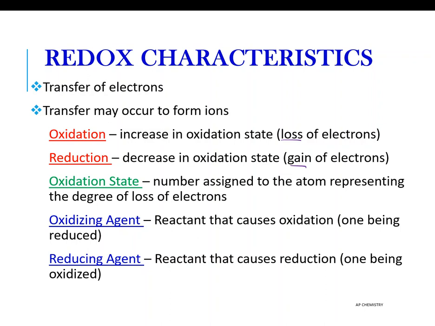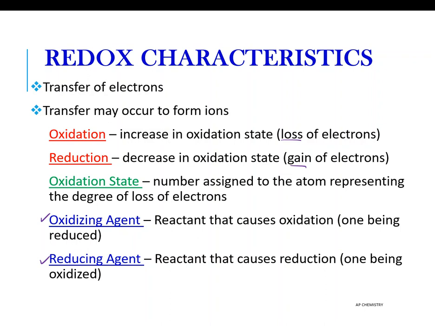Now the oxidizing agent and reducing agent, okay, they're kind of the opposite. So if I'm the element being oxidized and I'm losing electrons, because it's a partnership, that means I'm causing another element to gain those electrons. So if I'm being oxidized, then I would be the reducing agent. Okay? If I'm being reduced, that means I'm gaining electrons. That means I'm taking them away from another element. Therefore, if I'm being reduced, I would be the oxidizing agent because I'm causing the oxidation of the other element. So it's kind of a reversed deal.